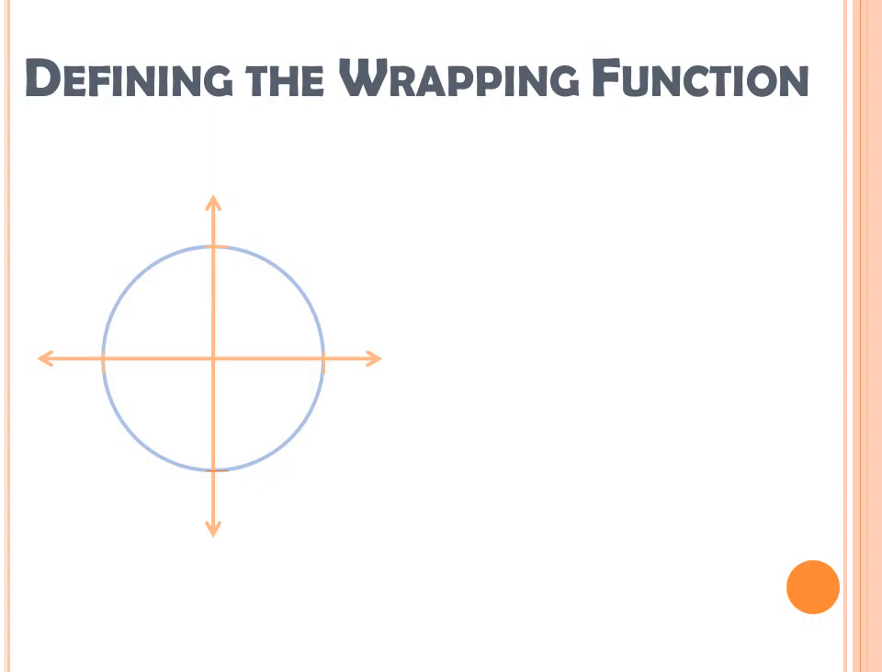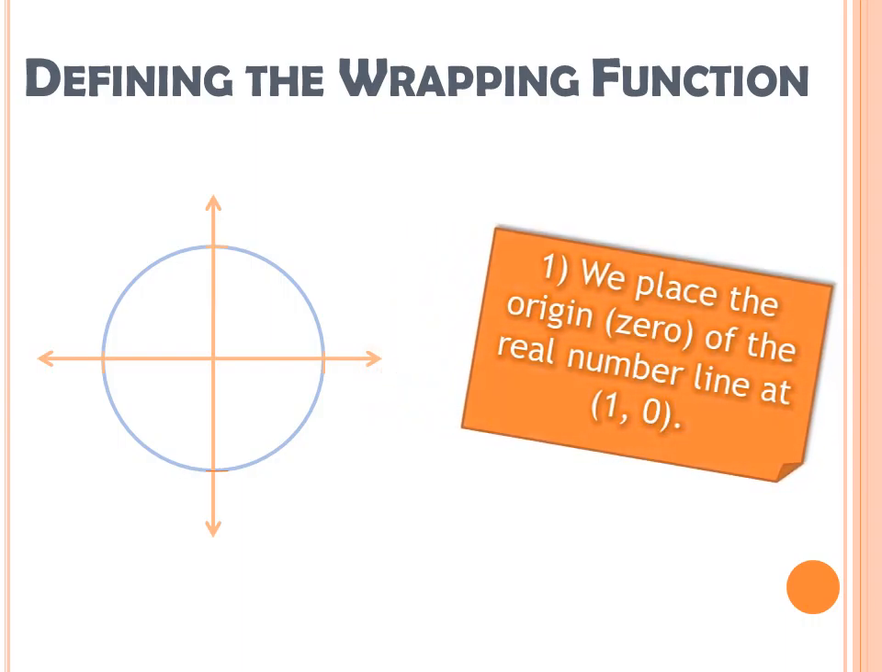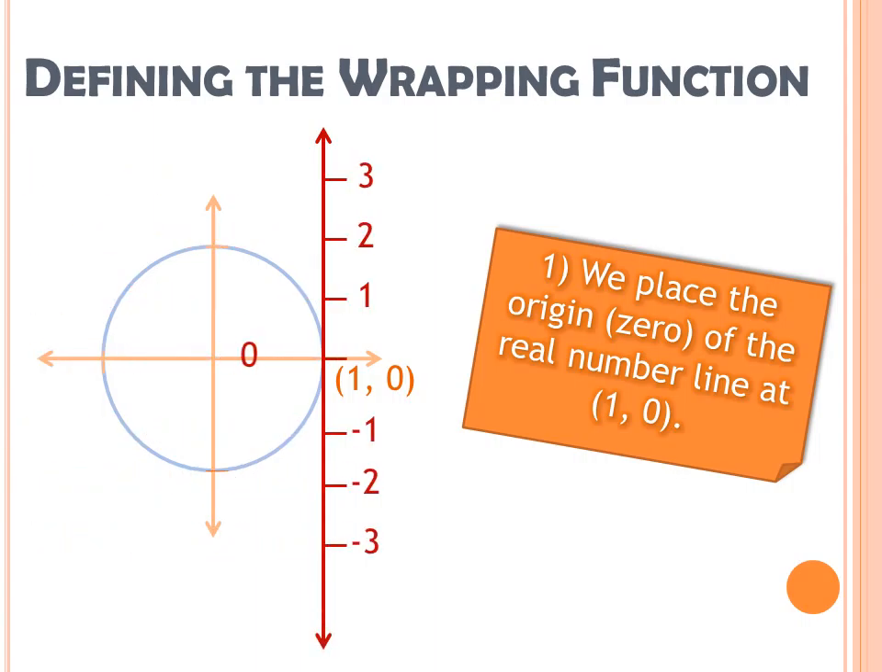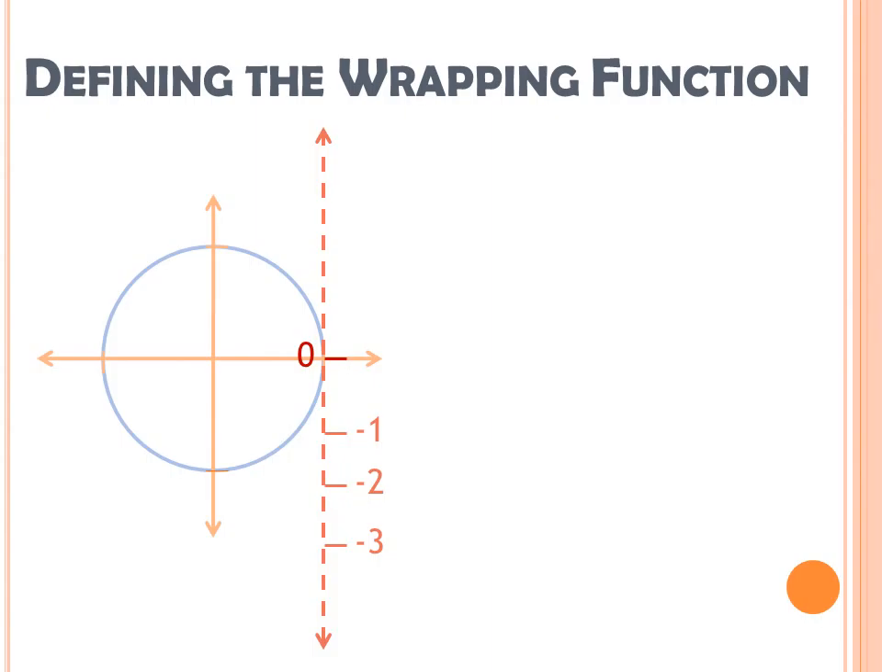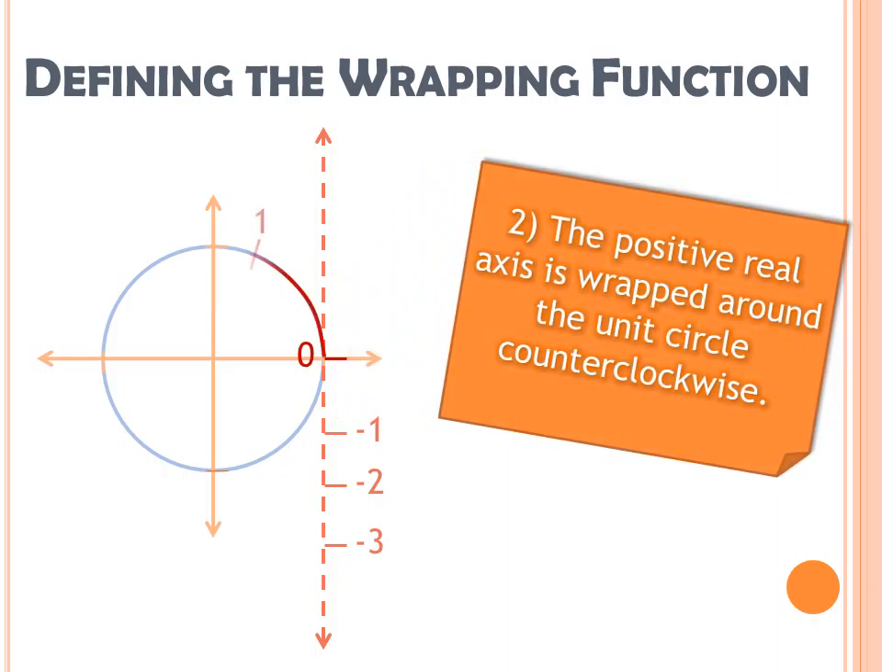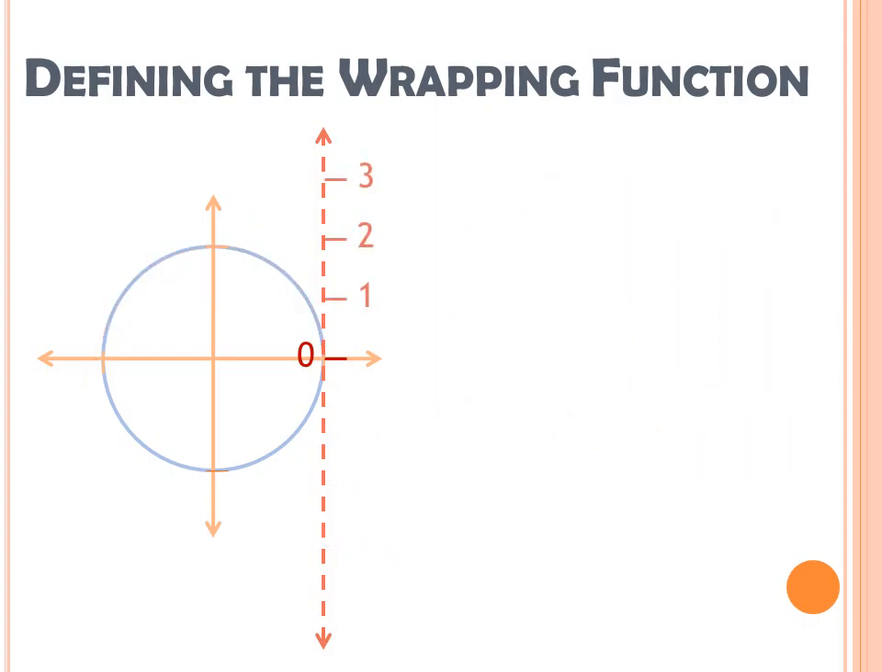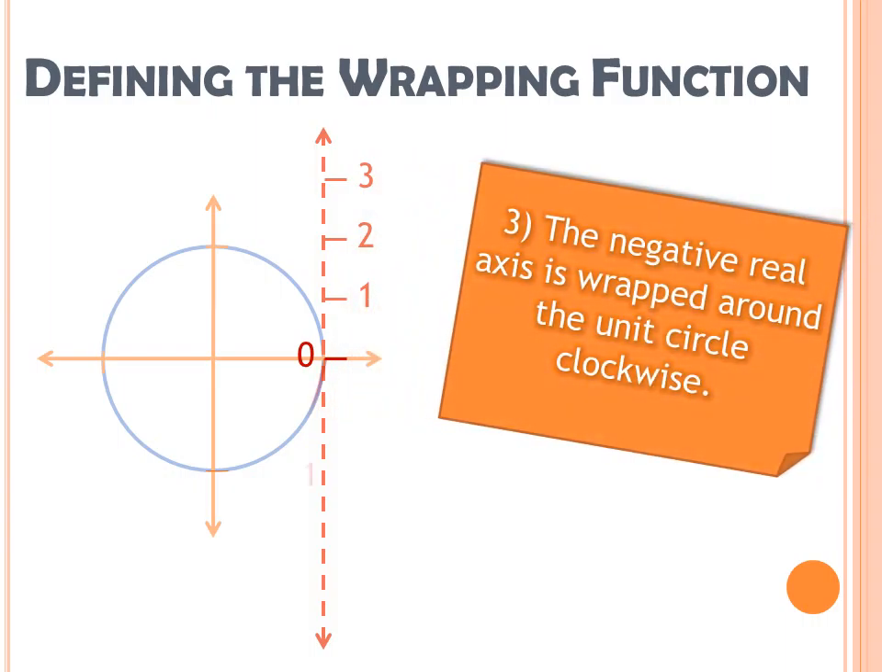Graphically, in doing the wrapping function, we first place the origin, or 0, of the number line at the point (1, 0). As you can see, the positive real axis is located at the upper half of our graph. Now, we wrap it around the unit circle counterclockwise. And then the negative real axis is located at the lower half, and so we wrap it around the unit circle clockwise.